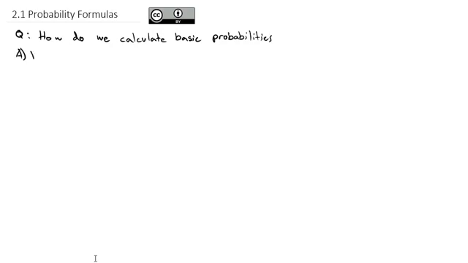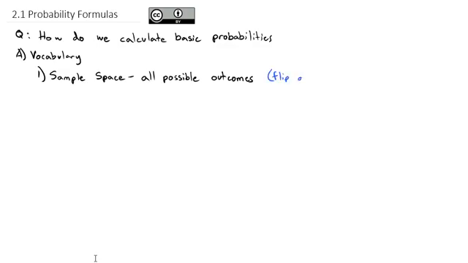And as always, we need to start off with some vocabulary to make sure we understand what we're talking about. The first vocabulary word we need to know for probabilities is what is called the sample space. The sample space is a list of all possible outcomes. So for example, if I was to flip a coin, the sample space would be all possible outcomes. I could get a heads, or I could get a tails.